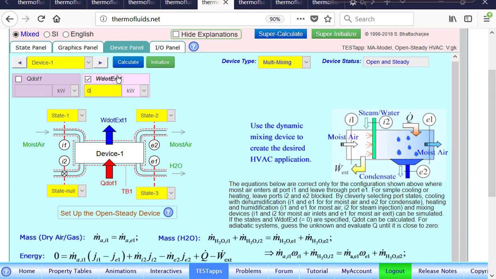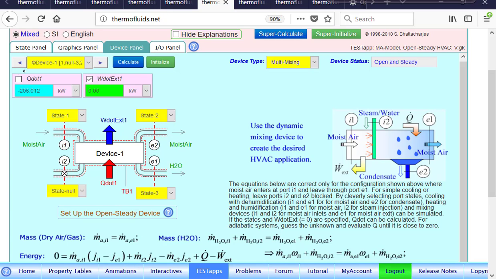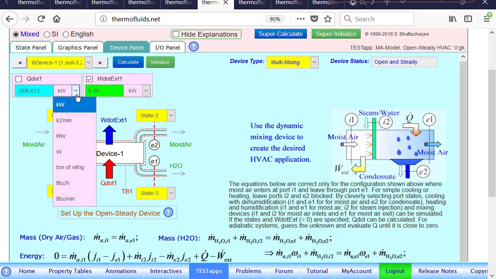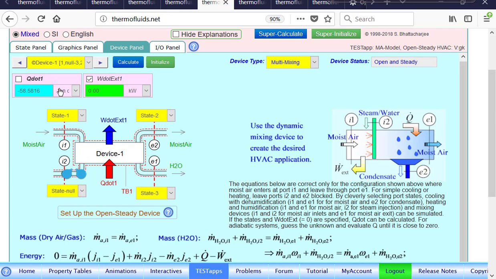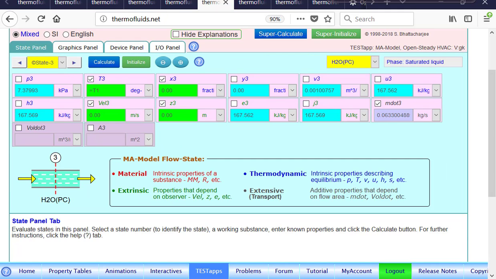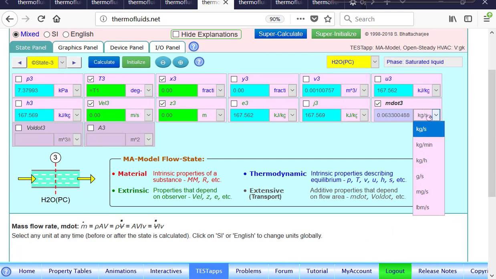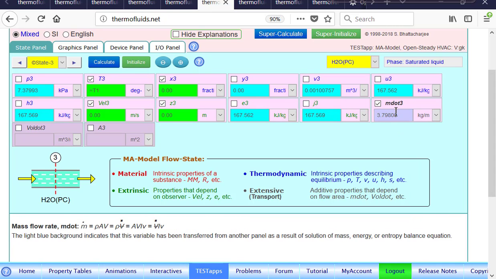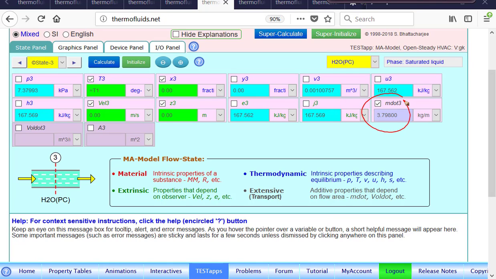Also there is no external work, no electricity or shaft work. Now if you do a calculate, notice the heat transfer is found in kilowatts, and ton of refrigeration is used a lot in psychrometry. So it's a 58-ton refrigeration system that we need for this cooling. If you go to the state panel, you can find that the mass flow rate of condensate at state 3 is 3.78 kg per minute. So basically we have just defined a problem and solved it, and obviously you can do any number of parametric studies by changing a variable and clicking the super calculate button.